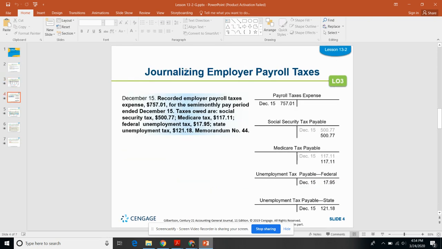To journalize this then, this is in the slideshow, it's also in the notes, but it'll say record employer payroll taxes. So we set it up as a T account first. Payroll tax expense is a debit because it's an expense, and it gives us the amount here. And then it gives us the amount of each of the taxes that are included there, and those are all credits.